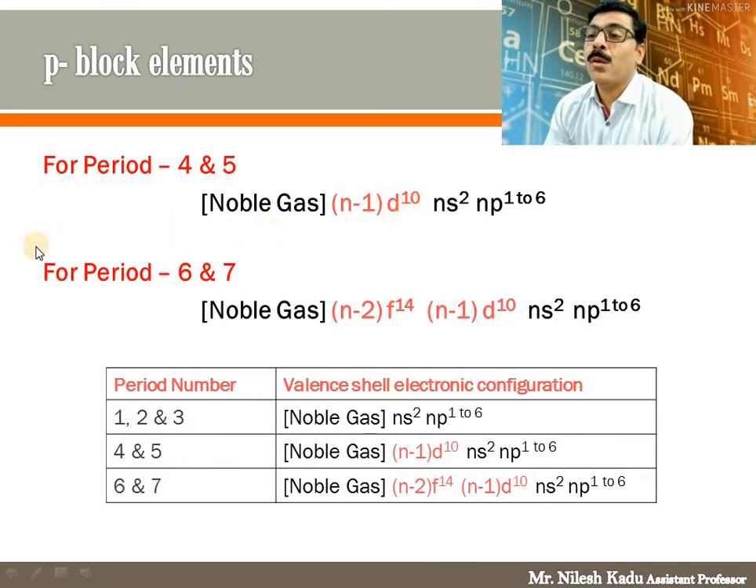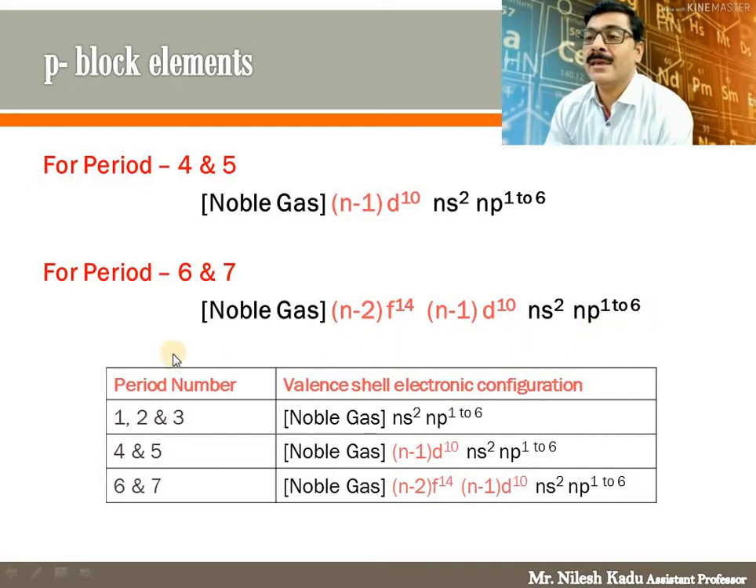Now for period 6th and 7th, first you mention the noble gas and then (n-2)f14, because here the f block electronic configuration is completed, and also (n-1)d10, meaning the d orbital is completed, and then ns2 np1 to 6.